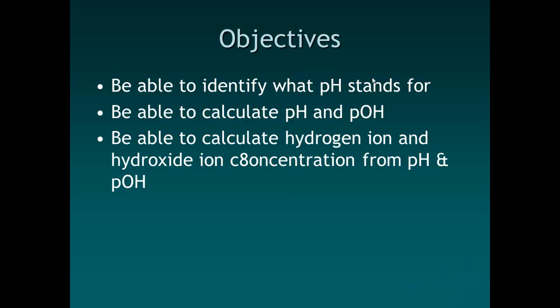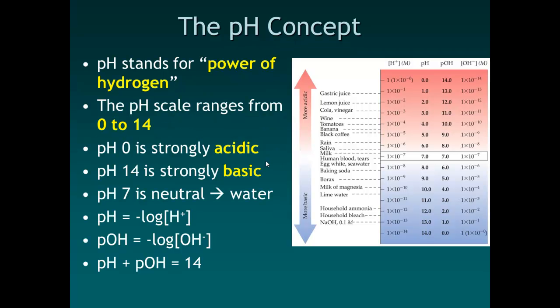So what we're going to look at today is what pH stands for, and we want to be able to calculate pH and pOH and be able to calculate the hydrogen ion and hydroxide ion concentration. I get a little typo there from the pH and the pOH. So what pH stands for is powers of hydrogen. It is a logarithmic scale, so it's based around these powers of 10. The P is for power and the H is for hydrogen.